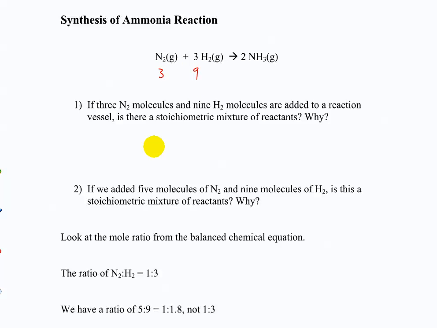It's good, because the mole ratio is 1 to 3. So if you have 1 molecule of nitrogen, you need 3 molecules of hydrogen. If you have 3 of nitrogen, you need 9 of hydrogen. So it's all good. All right, so why is it stoichiometric? Because we need 3 molecules of H2 for each molecule of N2, and that works. 9 is 3 times 3.